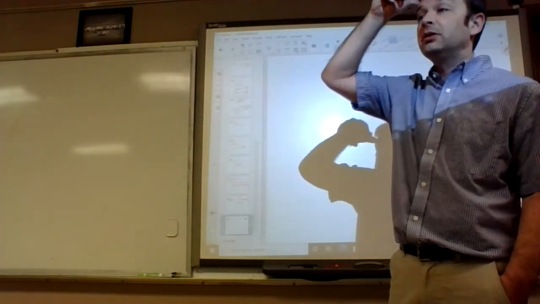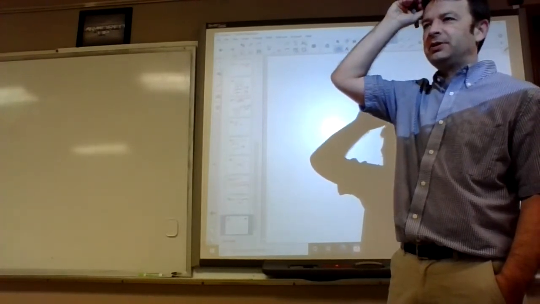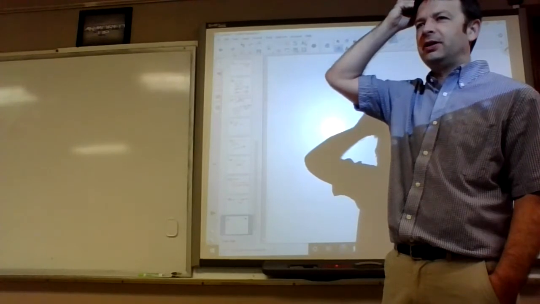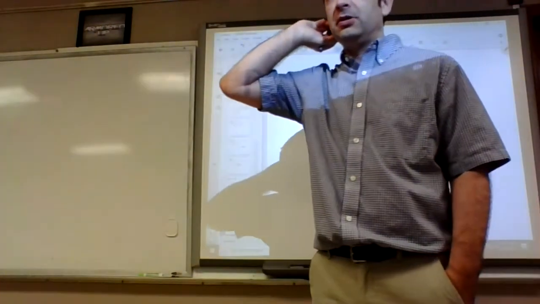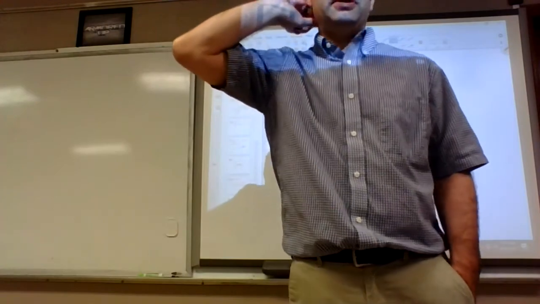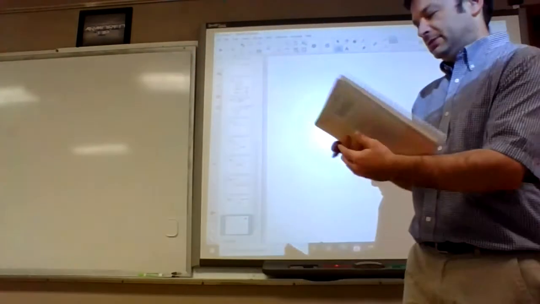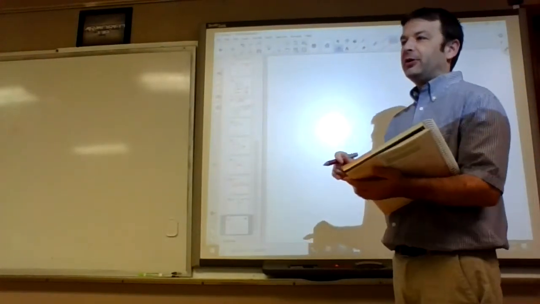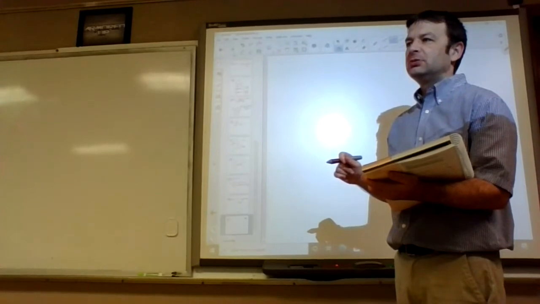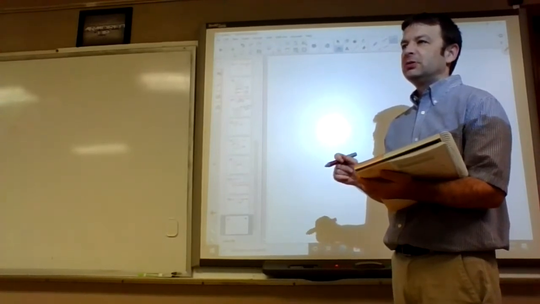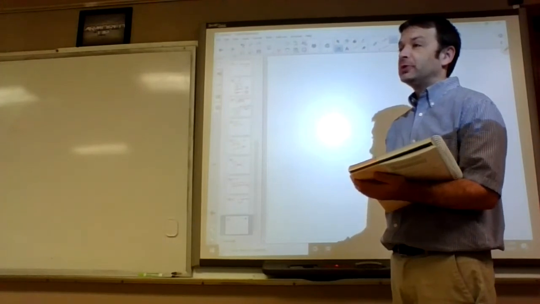They're adjacent? No, they're not adjacent. They don't share a side. What are they called when they're across from each other like that? Vertical. So if they're congruent, what equation can I use? If those two angles are the same, what equation can I write?